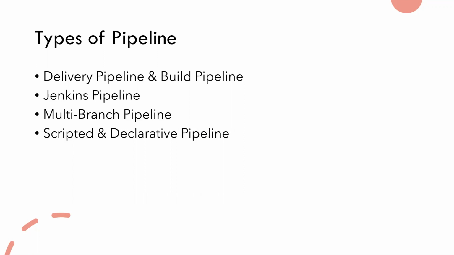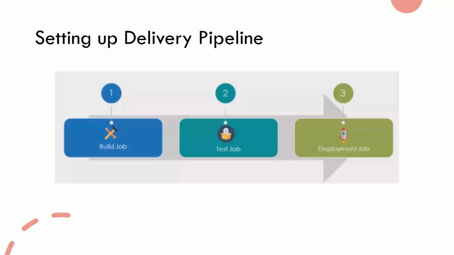Now, to write all these pipelines and concepts, what you basically do is write a Jenkins file. Wherever you write the pipeline, it is known as a Jenkins file.